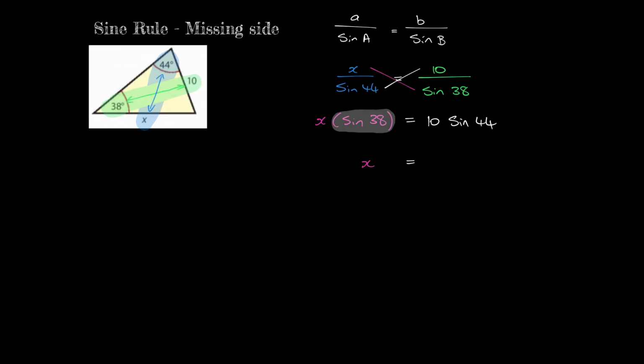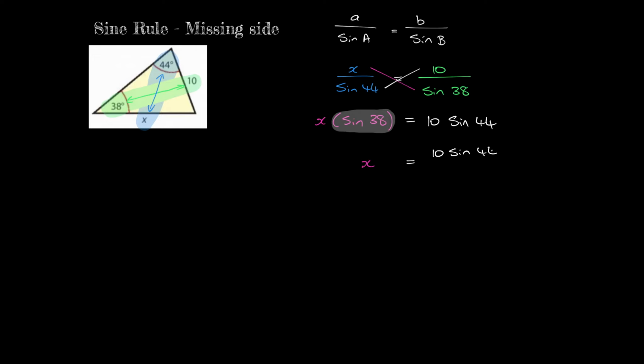So what's actually happening here is x has been multiplied by sine 38. So to get rid of that sine 38, I need to divide the left-hand side by sine 38. If I divide the left-hand side by sine 38, I'll be left with just x. I have to make sure that I do the same to the opposite side.